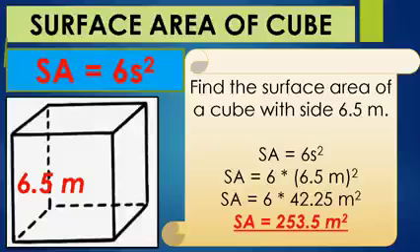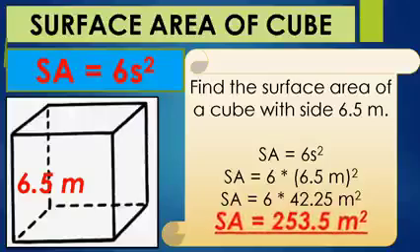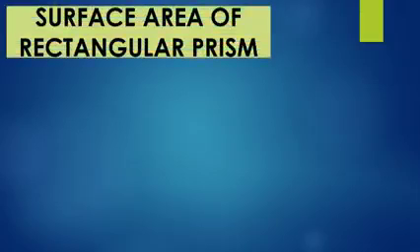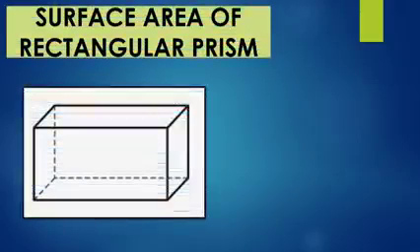So that is the process of finding the surface area of a cube. Let's now proceed to the second 3D figure, which is the rectangular prism. So this is the shape of a rectangular prism. So here, binubuo siya ng a rectangle, okay, as its lateral area. Then, yung basis is also a rectangle. Then, here, yung gilid is also a rectangle. So this is your rectangular prism.